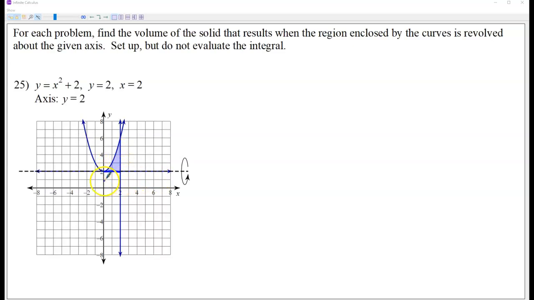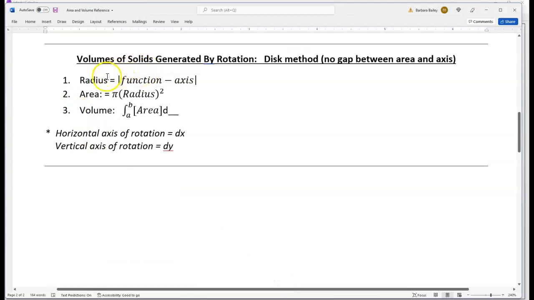If your axis was down here, if it was separated from the area, that would be a washer method where you get a hole when you rotate it. But when the axis is right on the area like that, that's going to be a disk method. And so that's what we're going to be looking at in this particular type of problem here. So first thing you're going to do is find your radius, which is the function minus the axis.